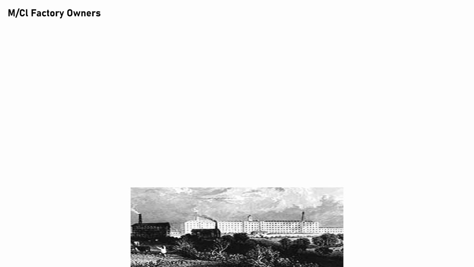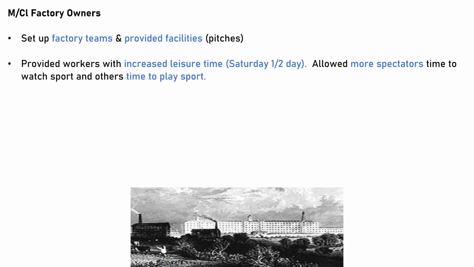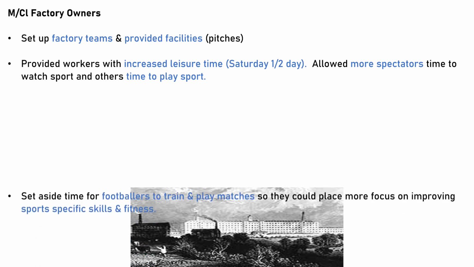If we look at the factory owners, so some of them went on to be factory owners. This is all knowledge that you already know. So some of the factory owners set up the factory teams and they provided facilities and pitches. Again, a place to play or somebody to watch. They provided the workers with extra leisure time, so they gave them a half day off on a Saturday. And on that half day Saturday, people would go and watch their factory team play another factory team. So they had time to play sport or time to watch sport.